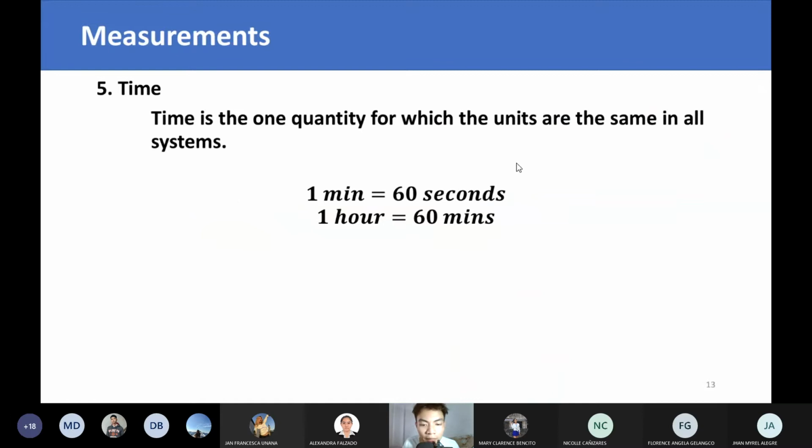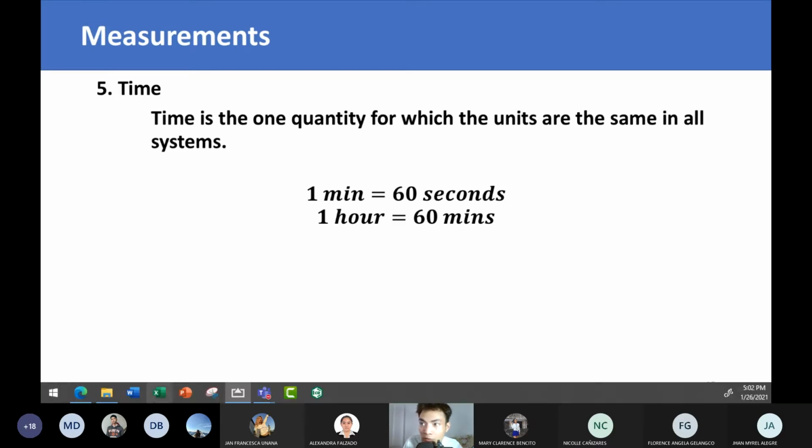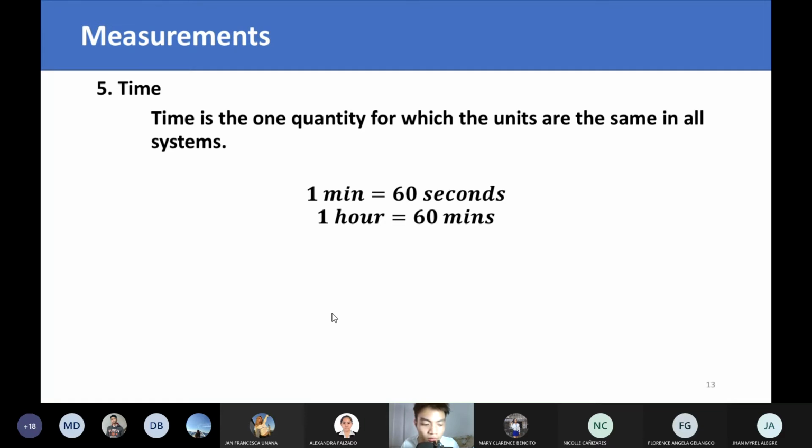Next one, time. So, itong time, ito yung pinaka-weird sa lahat ng uri ng measurement because it appears that time is only moving forward. And yun yung reason kung bakit hindi pa possible yung time travel. Although they are trying to tweak that. Okay. So, anyway, so time.